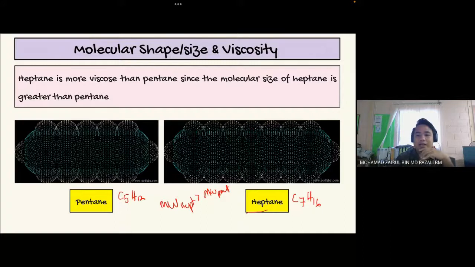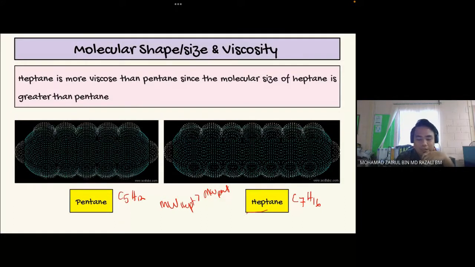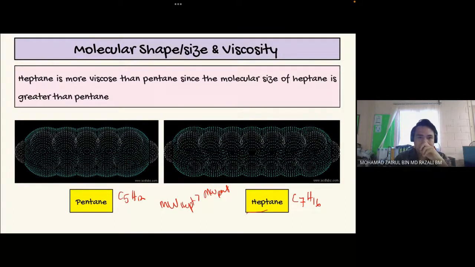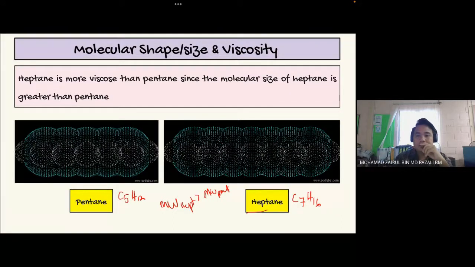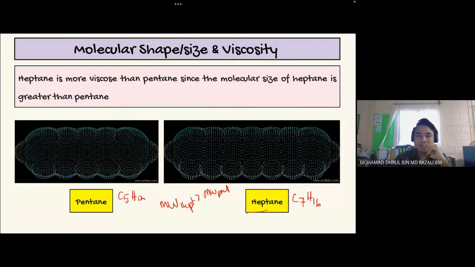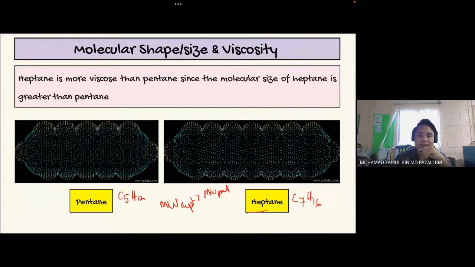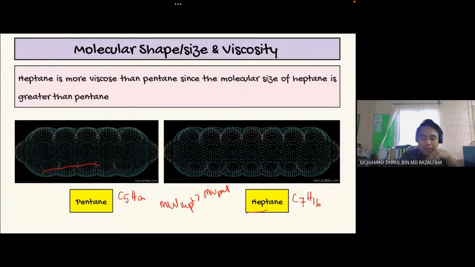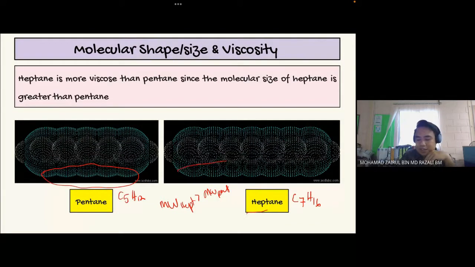So siapa lagi senang dia nak pass through each other, pentane ataupun heptane? Pentane lah nak pass through each other. Apa sebab? Point of contact dia sikit je. Kalau compare ni point of contact dia yang besar ni.